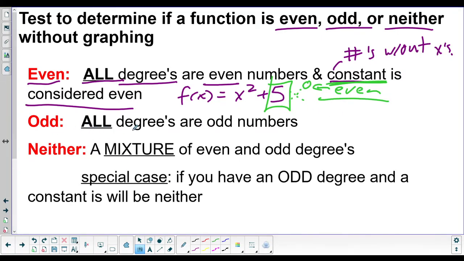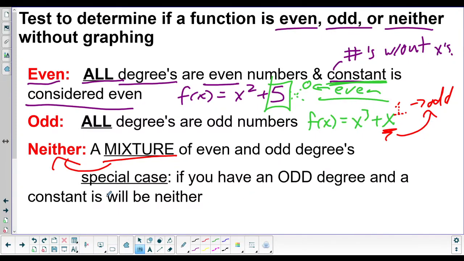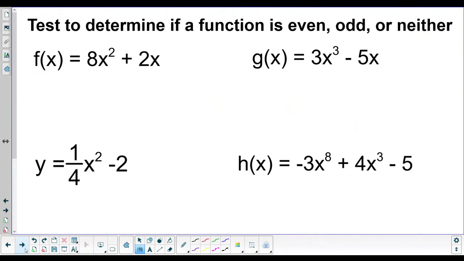If all the exponents are odd, then it's an odd function. The weird thing here, I suppose, is if we have f of x equals x to the third plus x, there is an invisible exponent on x. It's a 1, and 1 is an odd number. So x's without exponents count as odd. And then if you have a mix of them, then it's neither. This is not a special case as long as you follow these rules. All right. So let's look at some examples.